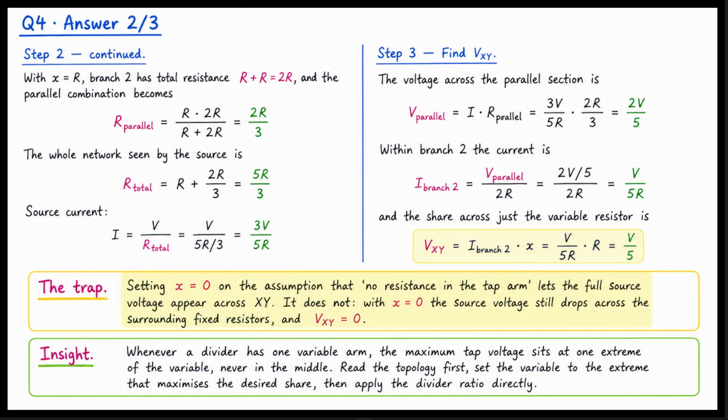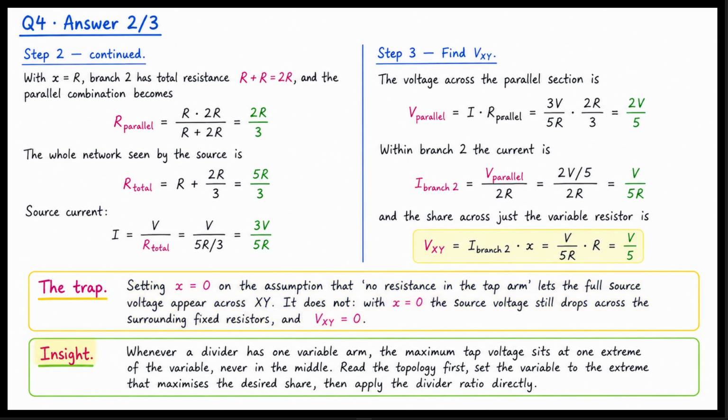Set X to 0 on the assumption that no resistance in the tap arm lets the full source voltage appear across XY. It doesn't. With X equals 0, the variable resistor carries no voltage drop at all, so Vxy equals 0. Worse, the rest of the source voltage is still being dropped by the fixed series resistor and the other branch. None of it lands across an arm of 0 resistance.